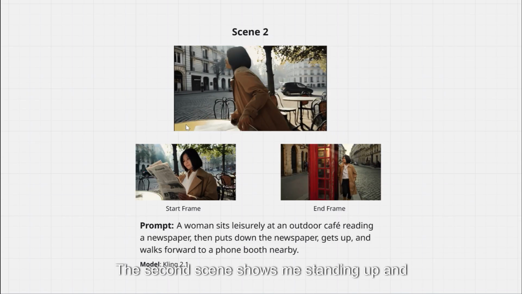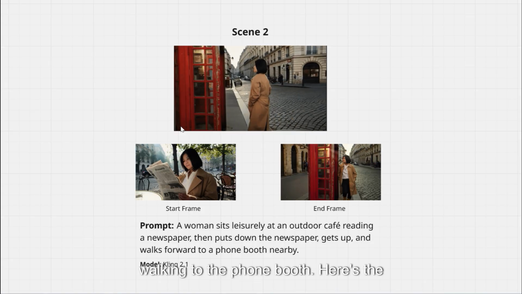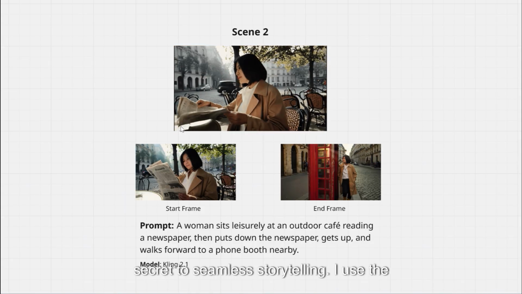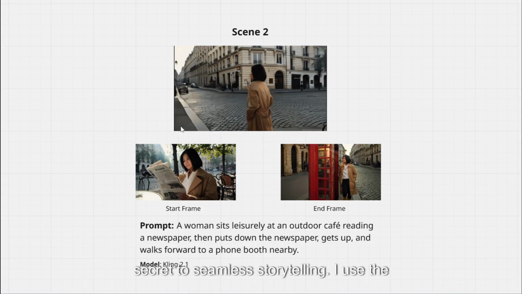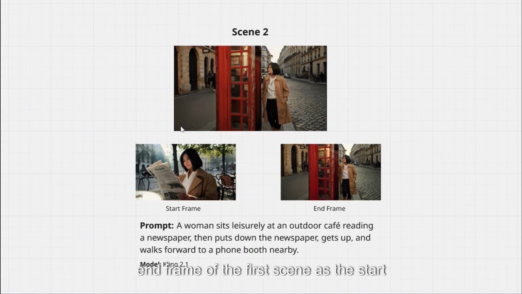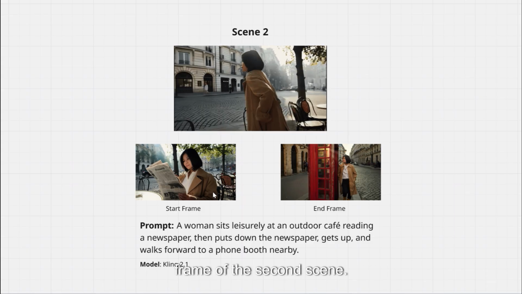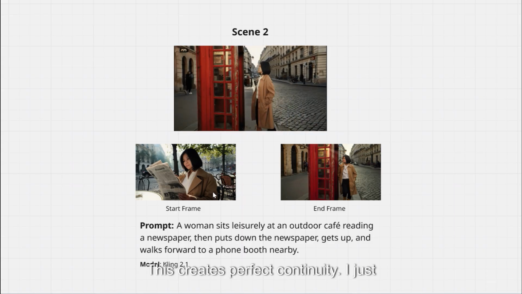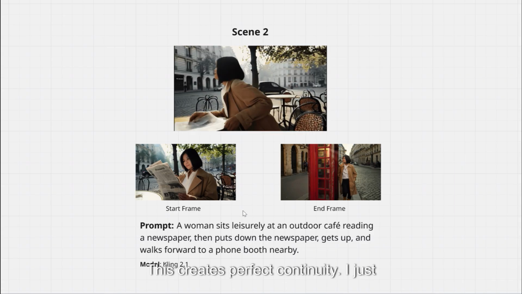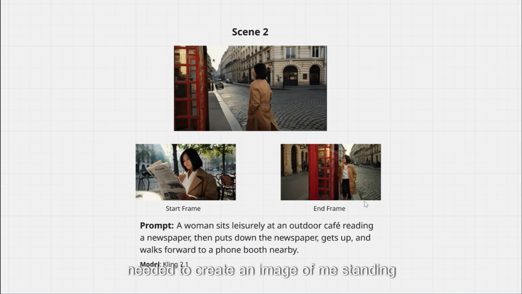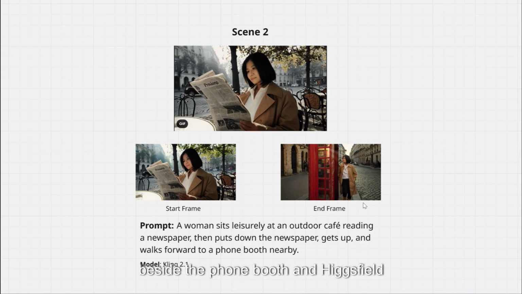The second scene shows me standing up and walking to the phone booth. Here's the secret to seamless storytelling. I used the end frame of the first scene as the start frame of the second scene. This creates perfect continuity. I just needed to create an image of me standing beside the phone booth, and Higgsfield absolutely nailed it with the character consistency.